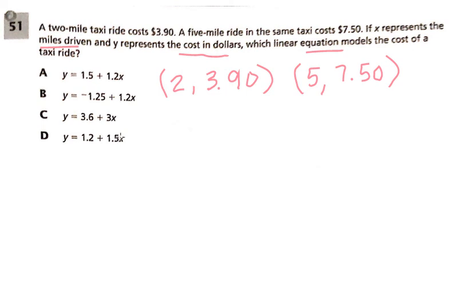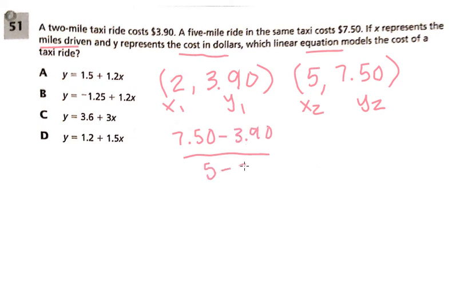So if I get the slope, I'm at least going to be able to eliminate some of my answer choices. So I've got x1, y1, x2, y2. So I'm going to take 7.50, I'm going to subtract 3.90, and I'm left with 5 minus 2 in the denominator.